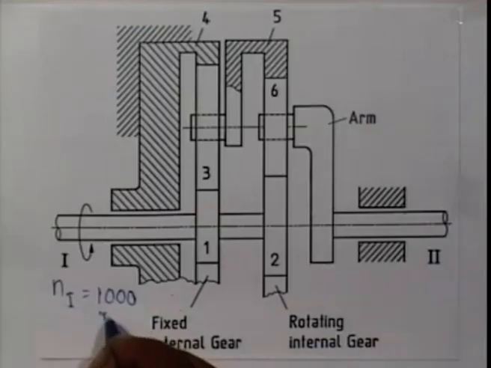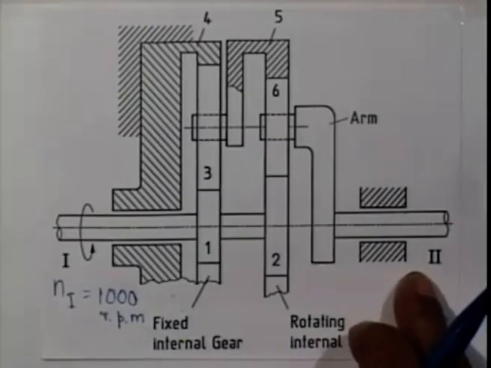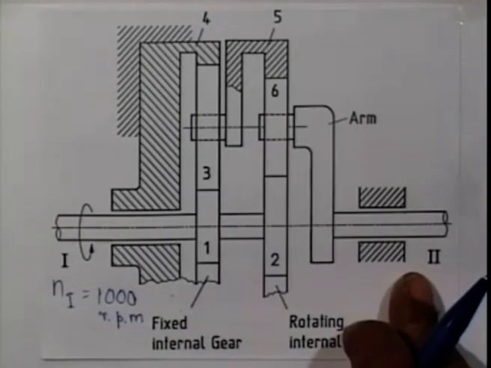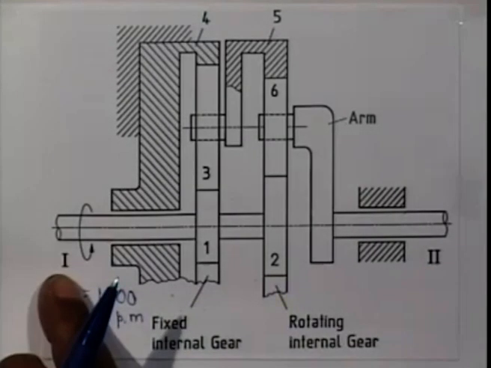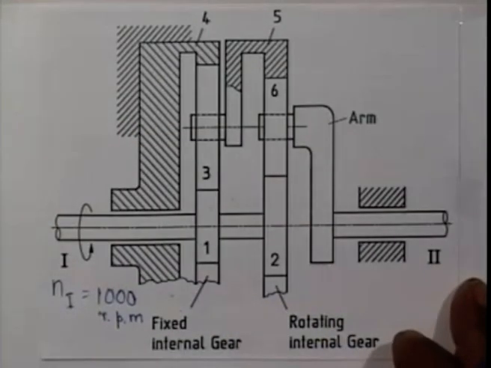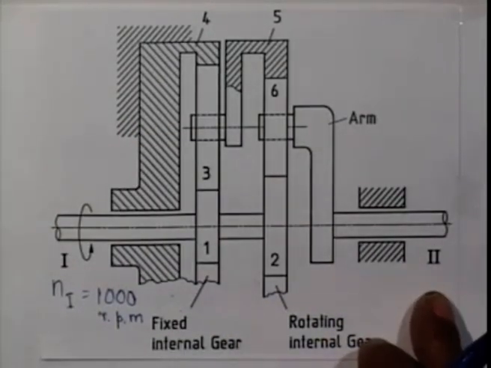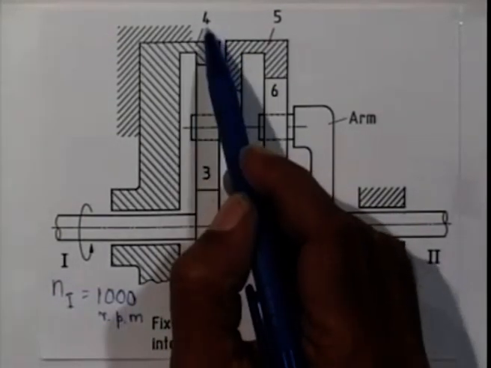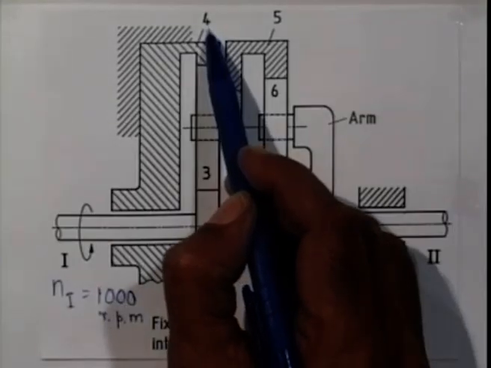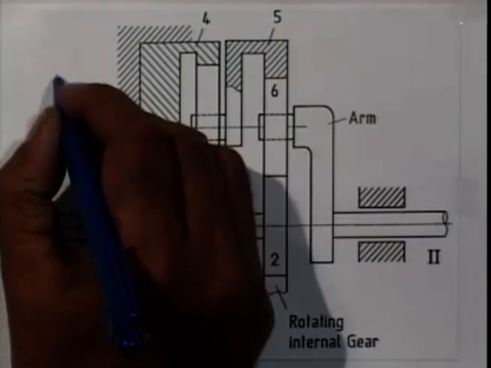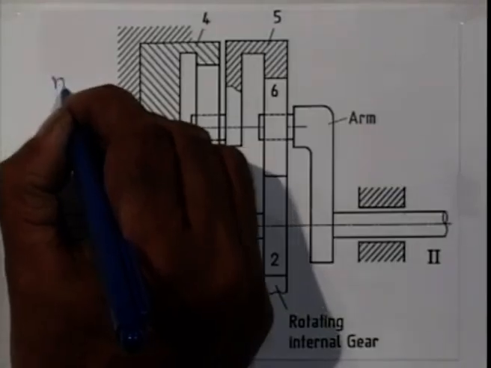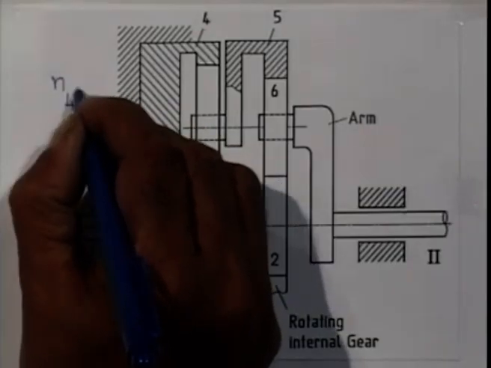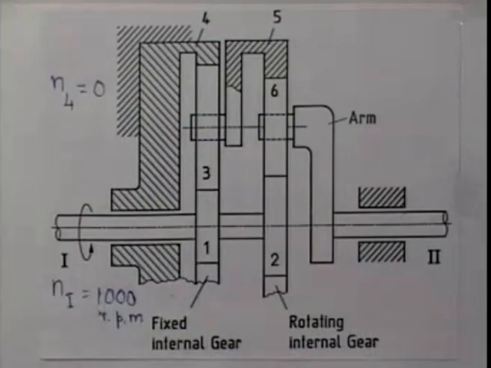1000 RPM. What is the output speed? Because we are specifying one input speed, and it is an epicyclic gear train, we must specify two input speeds. The other input speed is specified as this gear 4 is fixed. That is, the speed of gear 4 is 0. So now two input speeds are specified, 0 and 1000 RPM.